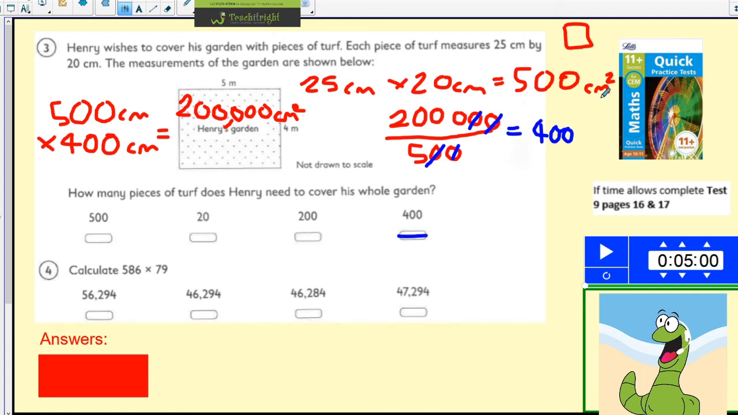Tough question, but really important that we compared both in the same units. You could have done it in centimeters, you could have done it in meters, then this would have been a much smaller number, and so would this, but the difference would still be 400 times.